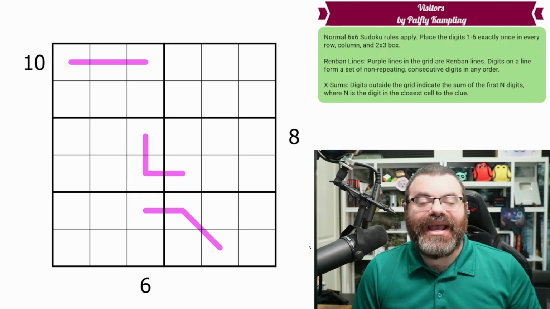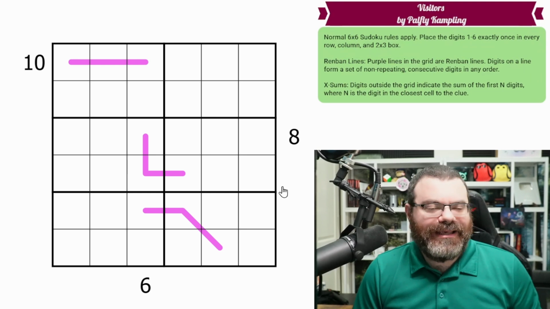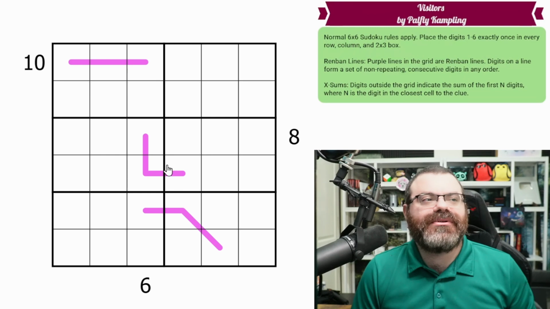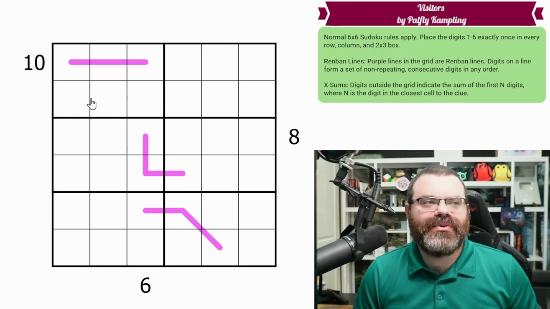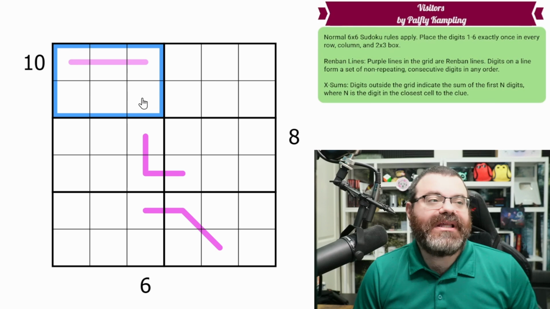So this continues our XSums theme week. We have a few XSum clues in the grid, of course, but let's go over all the rules. So we have normal 6x6 Sudoku rules, so in each row, each column, and each 2x3 box, we are placing the digits 1 to 6 exactly once each.